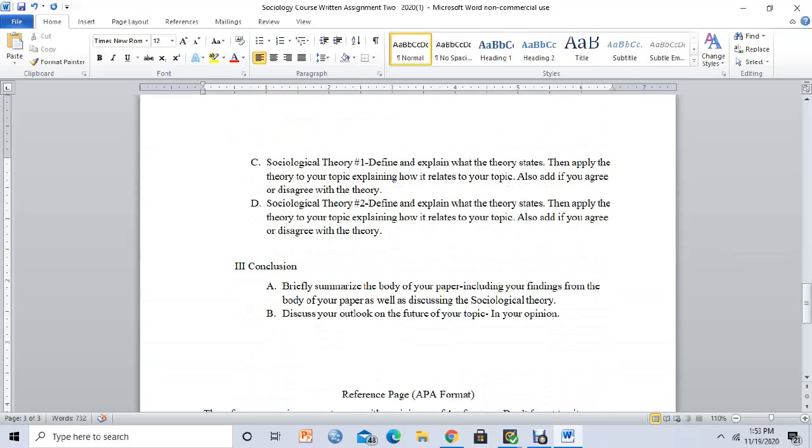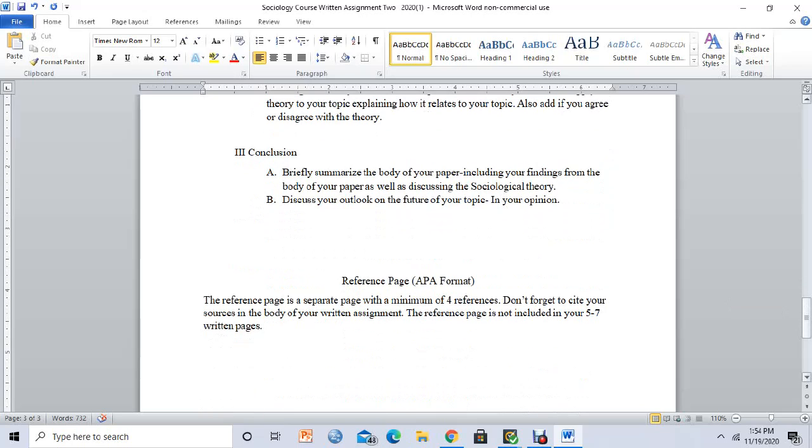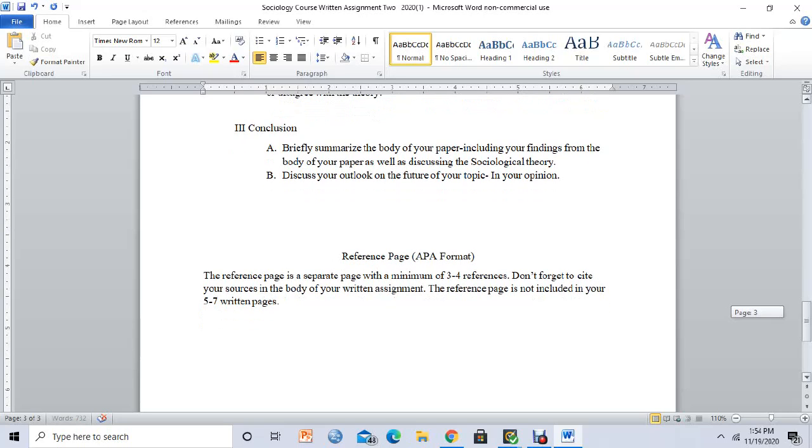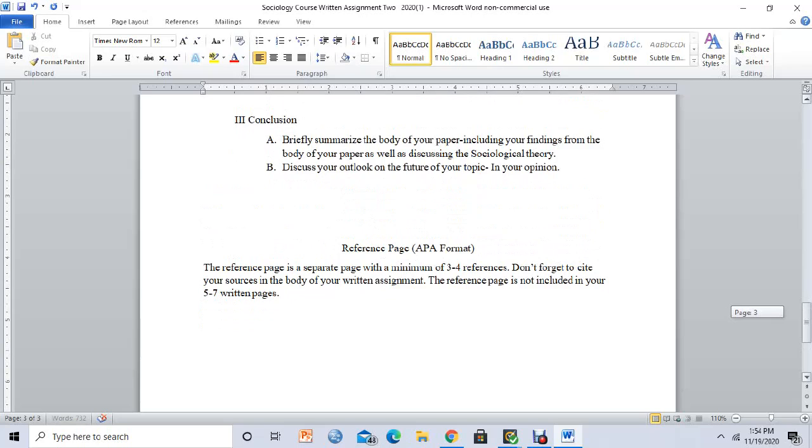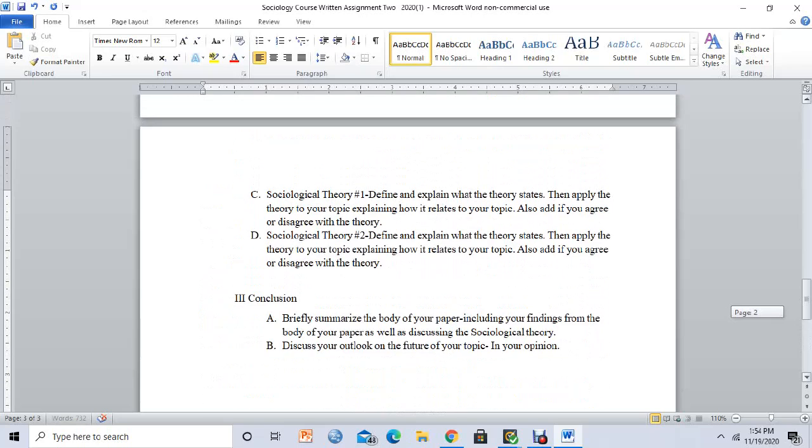maybe you can pull both of these sociological theories from one main source. However, it should be a minimum of four, but I already wrote three, so if you have 3 to 4 references, that'll be fine as well. So I give you a little credit for that. So 3 to 4 references minimum. And don't forget to cite all your sources in your written assignment throughout your paper. The reference page is not included in those 5 to 7 pages. So make sure you definitely include that.